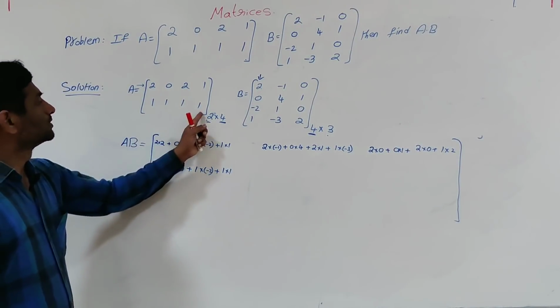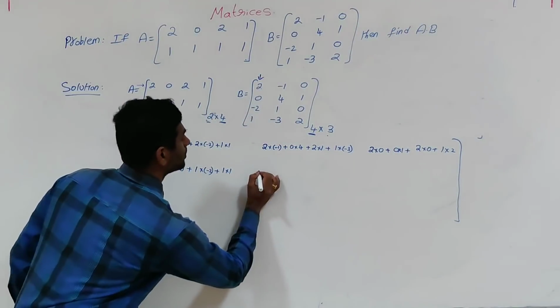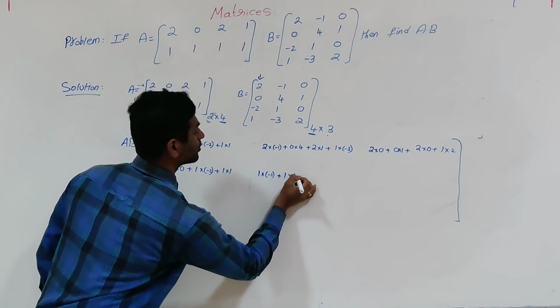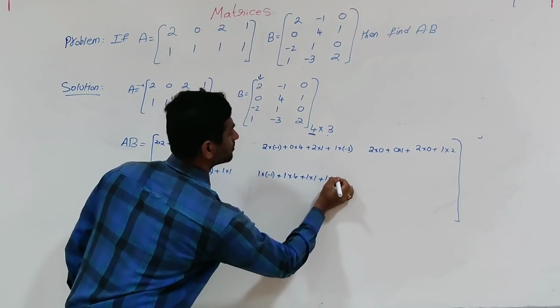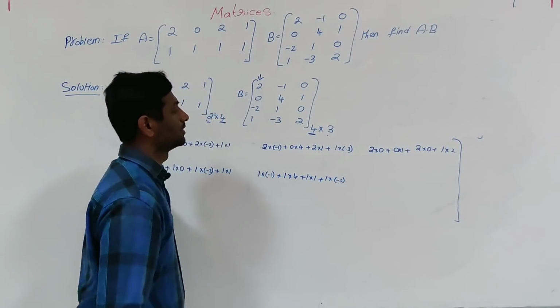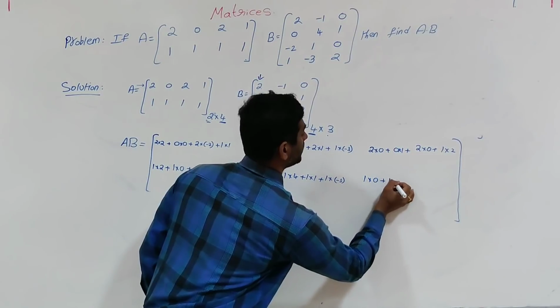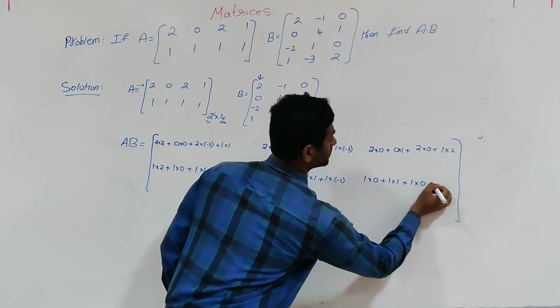Next, second row with second column elements: 1 into minus 1 plus 1 into 4 plus 1 into 1 plus 1 into minus 3. Next, 1 into 0 plus 1 into 1 plus 1 into 0 plus 1 into 2.